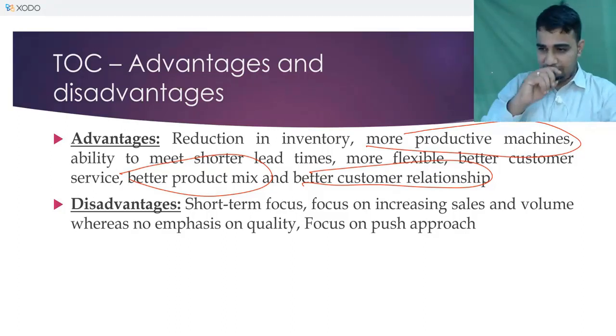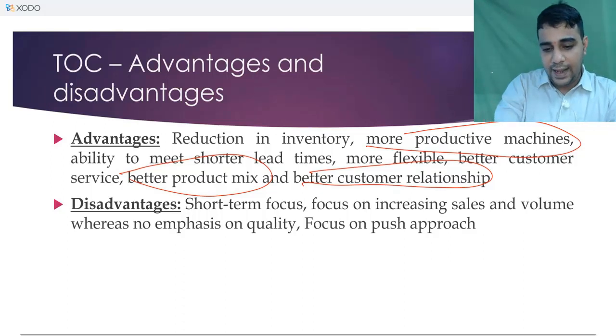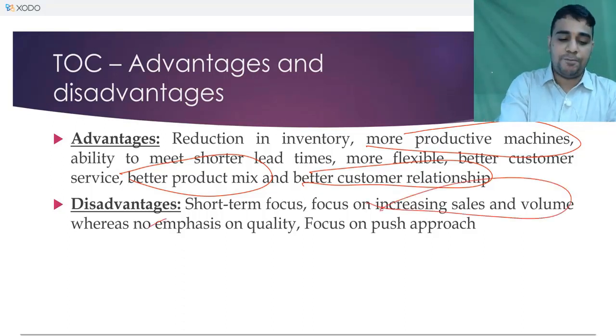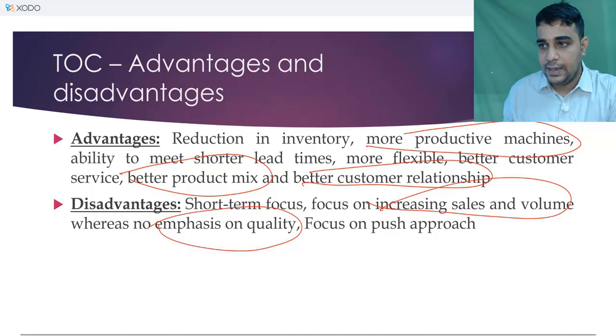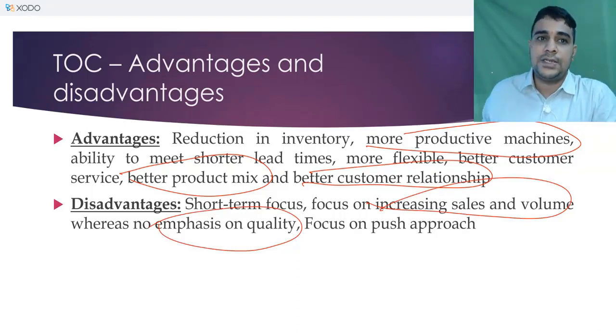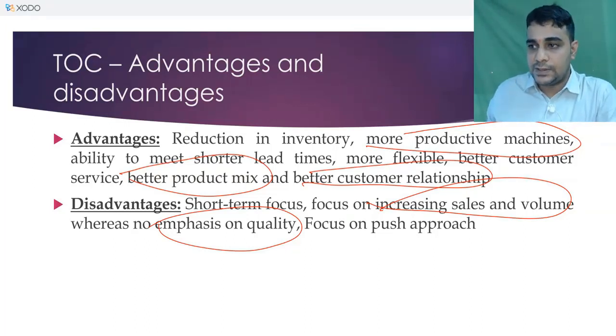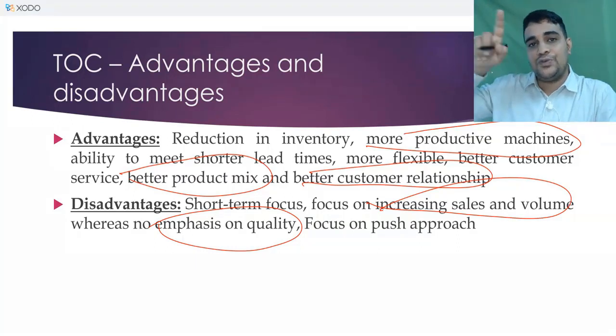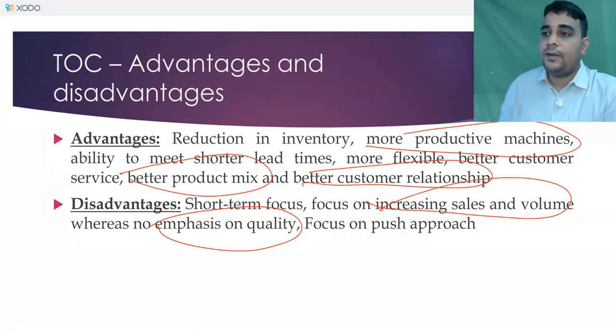Disadvantages is somewhere, because you are trying to enhance sales and volume, there is a possibility of quality deterioration, which is opposite of what you see in the advantage. In the advantage we say better product mix, better customer service, but somewhere the quality deterioration can happen if you are trying to enhance. We saw a problem where there was C100, C125, there the utilization was 122.5%. When you are trying to utilize 122.5%, there is a possibility of quality deterioration.